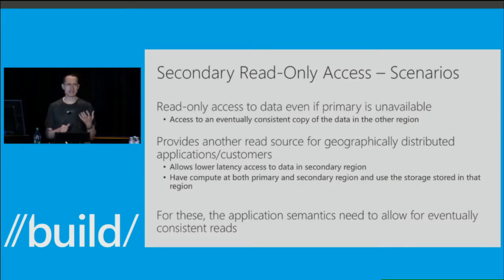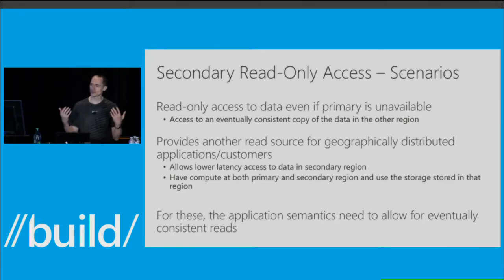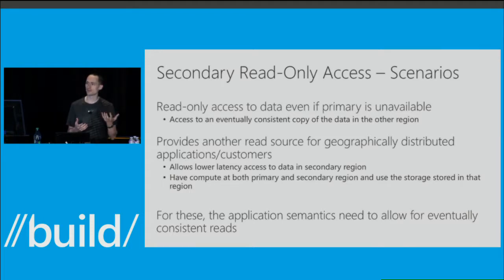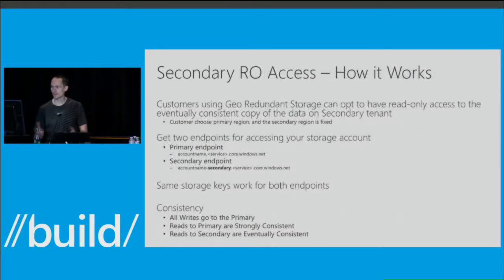This also provides a second source for reading your data in both locations. If you had your primary in US West and your secondary in US East, now you have your data in both, so if you had compute or customers in both regions, you now have faster access to that data. In addition, if you do compute in the secondary region, egress is free within that same region. Now, for your applications to use this concept, they have to be able to use eventually consistent reads. Okay, now, how will this work?